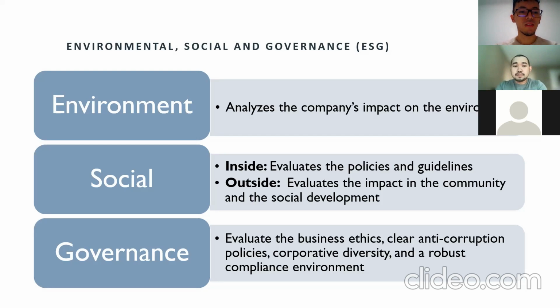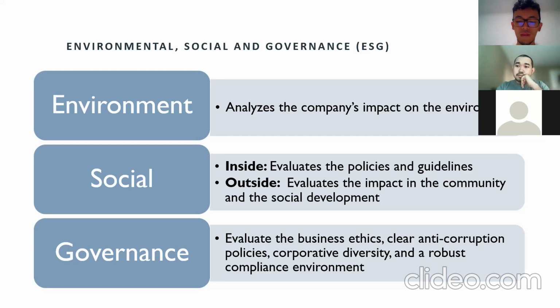G is from governance. Here we can evaluate the business ethics, clear anti-corruption policies, corporate diversity, and a robust compliance environment. For example, in corporate diversity, we can evaluate if the company makes social inclusion from the LGBT community, minorities, and other people.